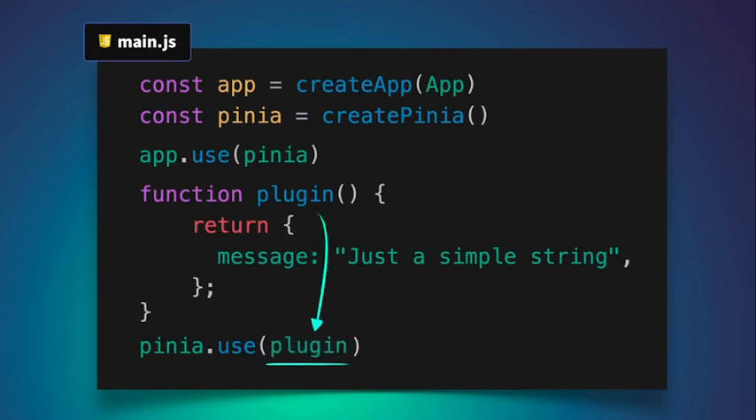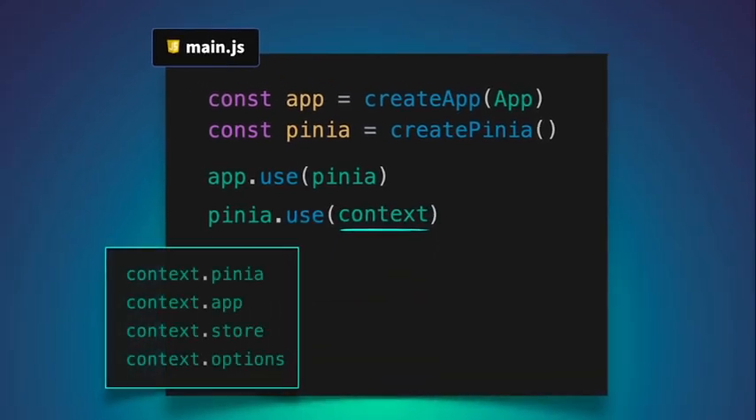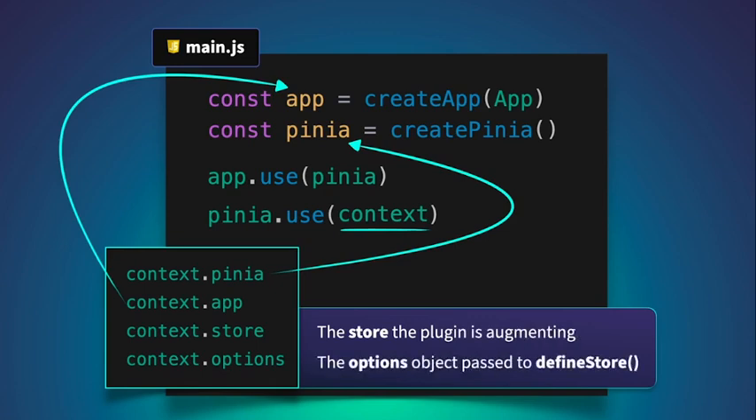When we pass Pinia a plugin like this, Pinia adds extra information about our Pinia instance and our app that could be helpful to us through what is called the context. Pinia assigns the context object to our plugin, so we can access all the properties we might need when building more functionality onto Pinia, such as the app itself, the Pinia instance, the store the plugin is enhancing, or the options object passed to defineStore.